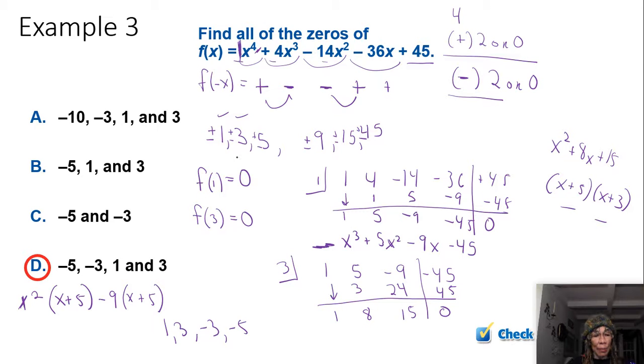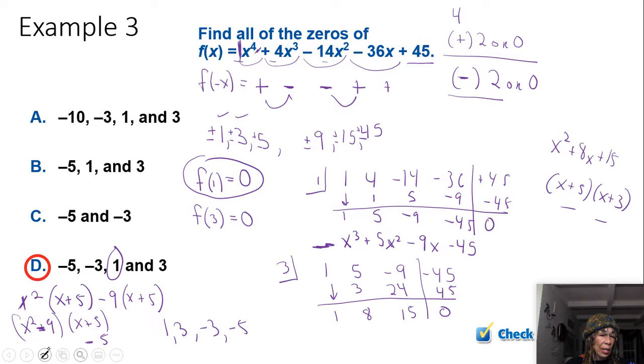Yeah, okay, I lost it for a moment. I already know that 1 is one of my factors. And this will give me x squared plus 9 minus 9 times x plus 5. And that will give me the negative 5 and the positive and negative 3. So there you go. You can do it either way.